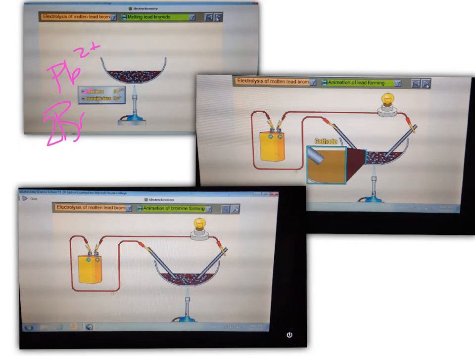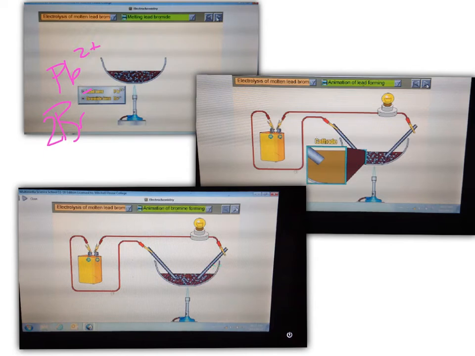Those then are going to do the following. I'm going to have a cathode, which is connected to the negative terminal, which means it is a negative electrode. And over here, I would have an anode, which is connected to the positive terminal, so it is a positive electrode. If lead 2+ is positively charged, it's obviously going to get attracted to the negative electrode. Br- will be attracted to the positive electrode.